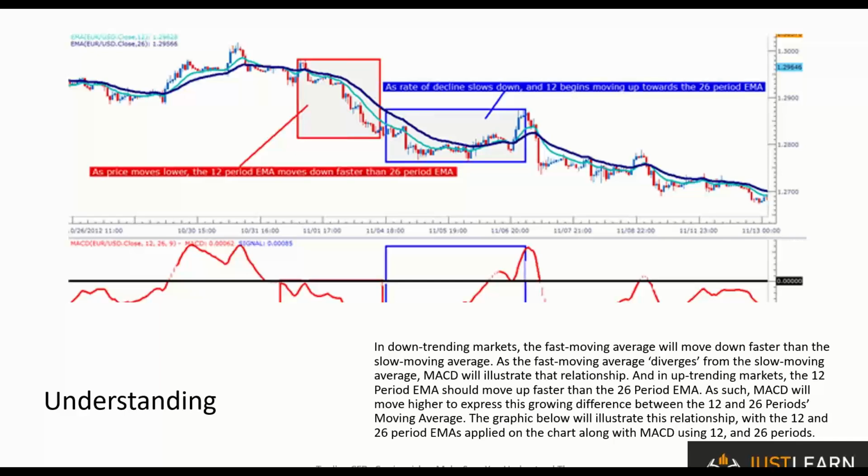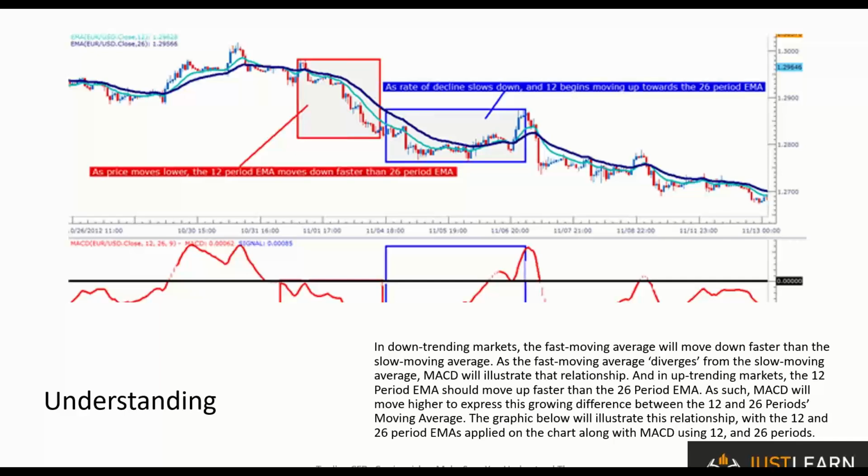In downtrending markets, the fast-moving average will move down faster than the slow-moving average. As the fast-moving average diverges from the slow-moving average, MACD will illustrate that relationship. And in uptrending markets, the 12-period EMA should move faster than the 26-period EMA. And for those of you that don't understand what I'm trying to say, it's probably because you don't understand moving averages.